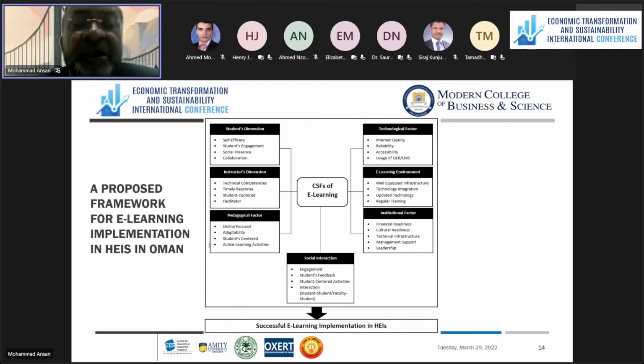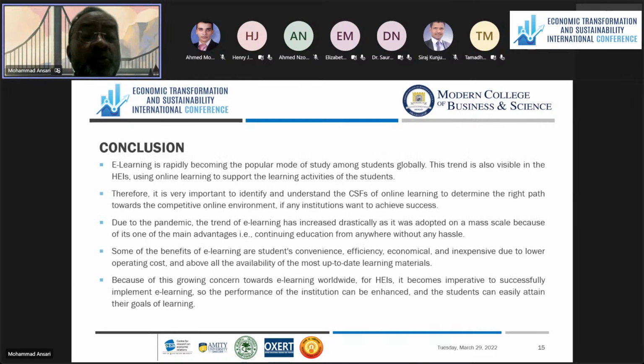So in these 7, again we find student dimension, instructor, pedagogy, technology, e-learning environment, institutional factors, and social interaction remain very important. And these 7 factors are also coming up in all the different regions of the world. So through our research, we worked out that these 7 factors are critical success factors of online learning. So here is the conclusion.